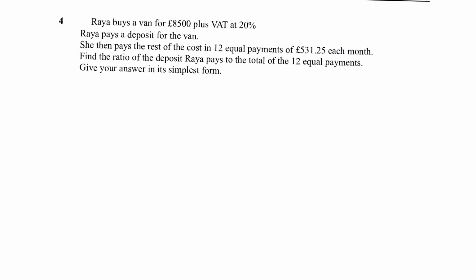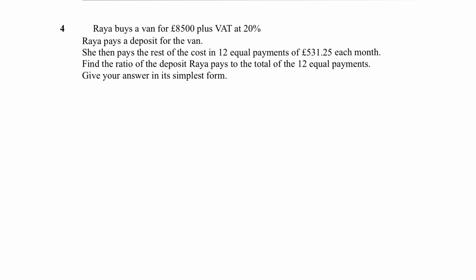It says Rhea buys a van for 8,500 plus VAT at 20%, and she pays a deposit for the van, and then pays the rest of the cost in 12 equal payments of £531.25 each month. So we need to find the ratio of the deposit Rhea pays to the total of the 12 equal payments.